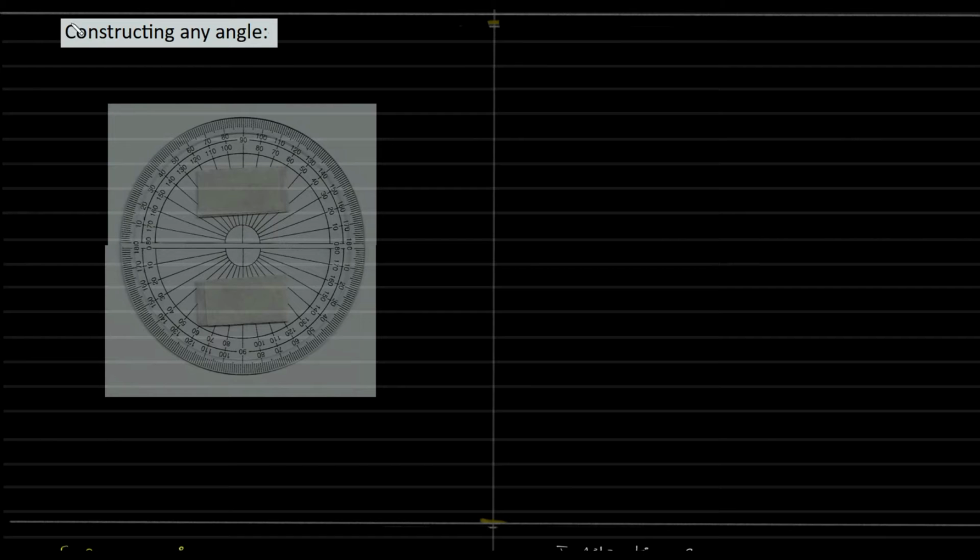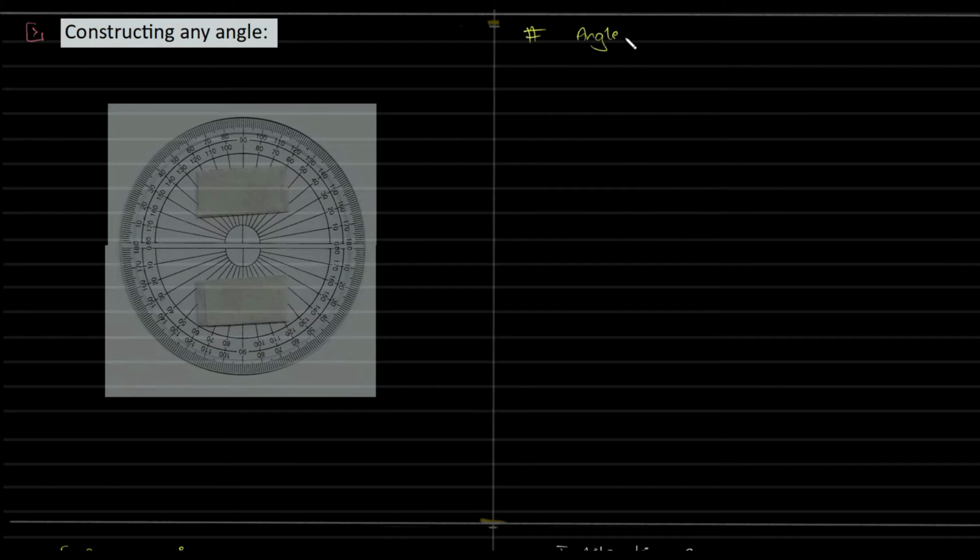Let's look into how we can construct any angle. We are not going to use a protractor. We are going to use only a compass and construct things. So how is this possible, and what is the logic behind it?